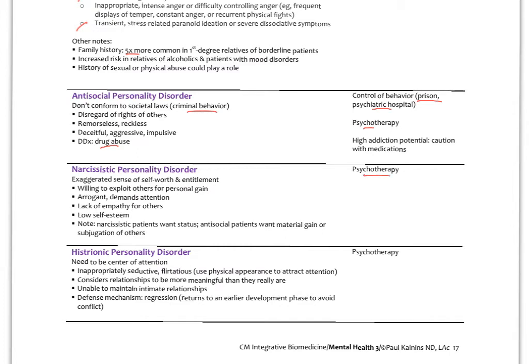And then finally, the last cluster B personality disorder is histrionic personality disorder. And this patient needs to be the center of attention. So they're inappropriately seductive, flirtatious. They use physical appearance to attract attention. They consider relationships to be more meaningful than they really are. So they think this person's in love with them and everything. The other person's like, no, I think she's nice or whatever. But the patient overestimates the significance of the relationship. They're unable to maintain intimate relationships, and their defense mechanism is regression. They return to an earlier development phase to avoid conflict. So that's the histrionic personality disorder. Again, psychotherapy is the mainstay of treatment for that.